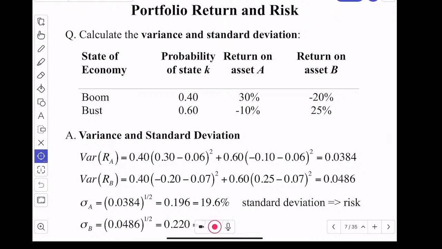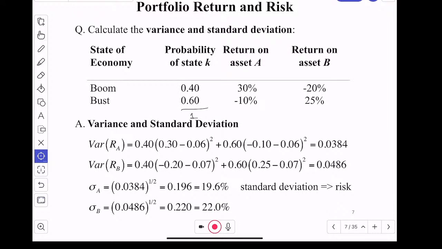Let's get the standard deviation first. So again, these are columns where this is my P, and they sum to 1. I never mentioned that before, but they have to sum to 1. And I need the deviation from the mean. So these are the deviations from the mean squared, multiplied by the likelihood of either state of the world. This is the variance for A, this is the variance for B, and now I have to take the square root. The square root is 19.6% for A and 22% for B.